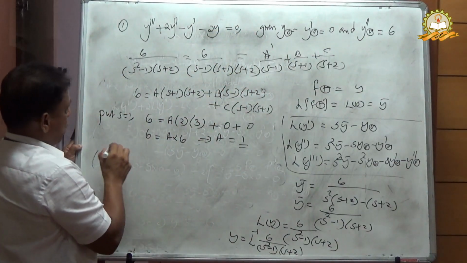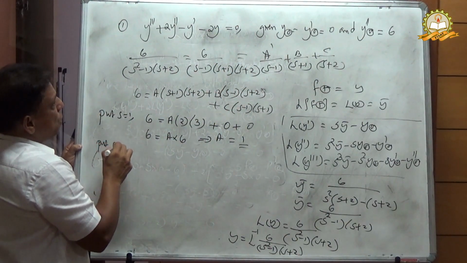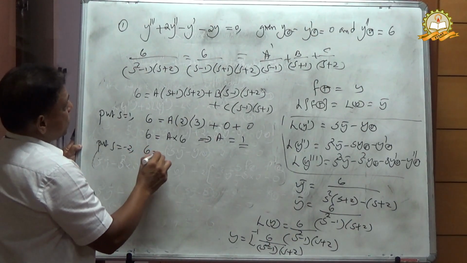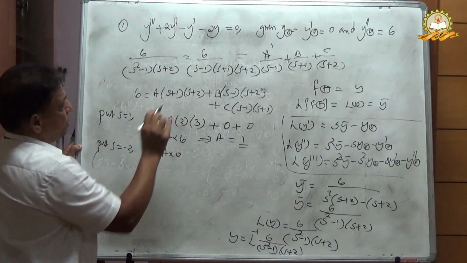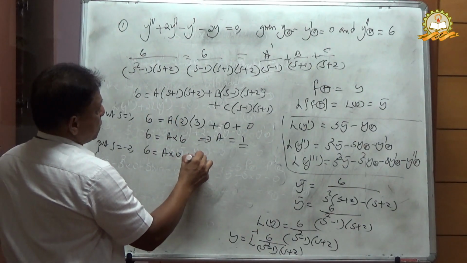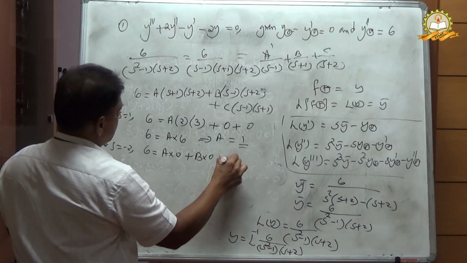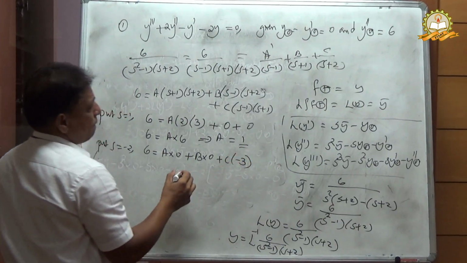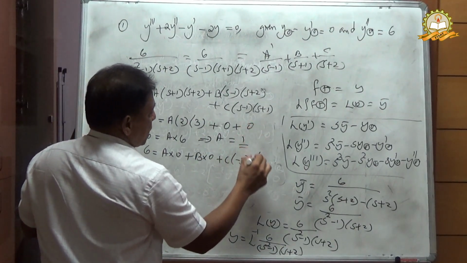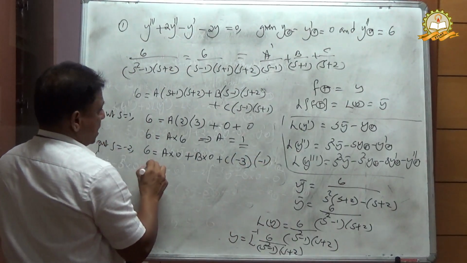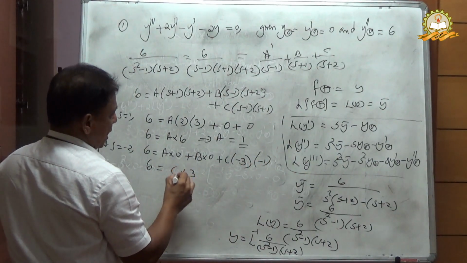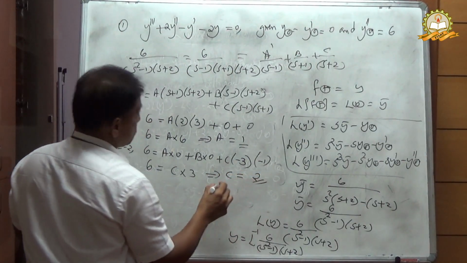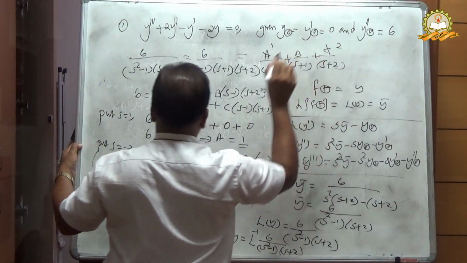Then to find the second value, put s equal to minus 2. When we put s equal to minus 2, 6 is equal to a into 0, so the first term will be 0. The second term, b into, again it will be 0. Then plus c into (minus 2 minus 1), minus 3, then (minus 2 plus 1), minus 1. Therefore, 6 is equal to c into 3. Therefore, c is equal to 6 by 3, that is equal to 2. Therefore, the value of c is equal to 2.